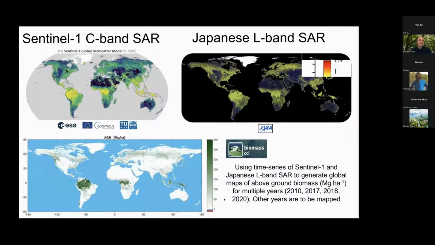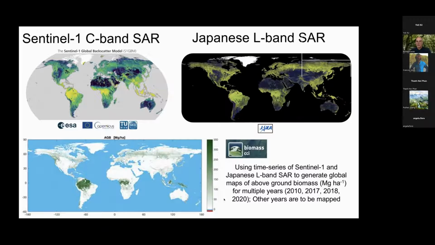For the C-band radar, we have Sentinel-1 mosaics now for multiple years, and also we have ALOS and ALOS-2 PALSAR, which was done by the Japanese Space Exploration Agency. They have been used in CCI Biomass to produce global maps of biomass in tons per hectare for multiple years, and part of phase 2 is to continue that. We've got maps out for 2010, 17, 18, 20, and they're looking at other years also. This combination of sensors is used, and Oliver Cartus will talk about these for producing the biomass maps globally.